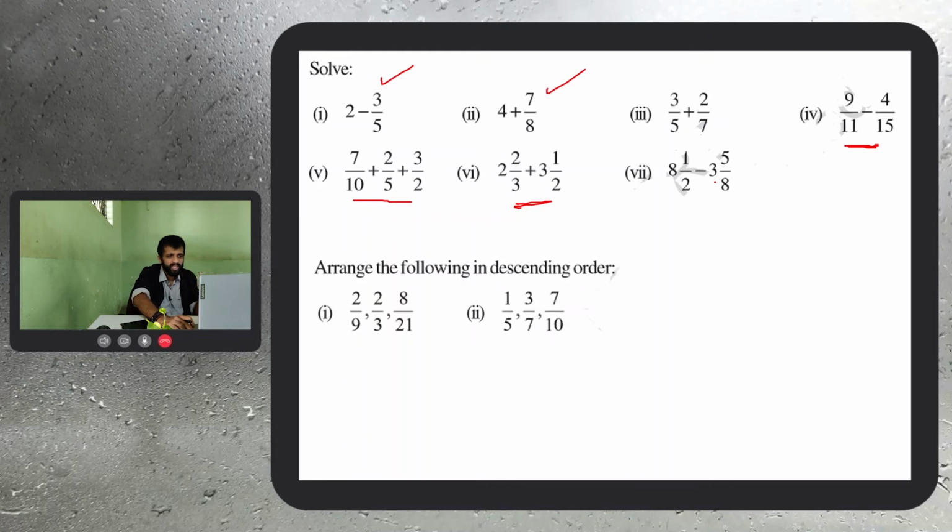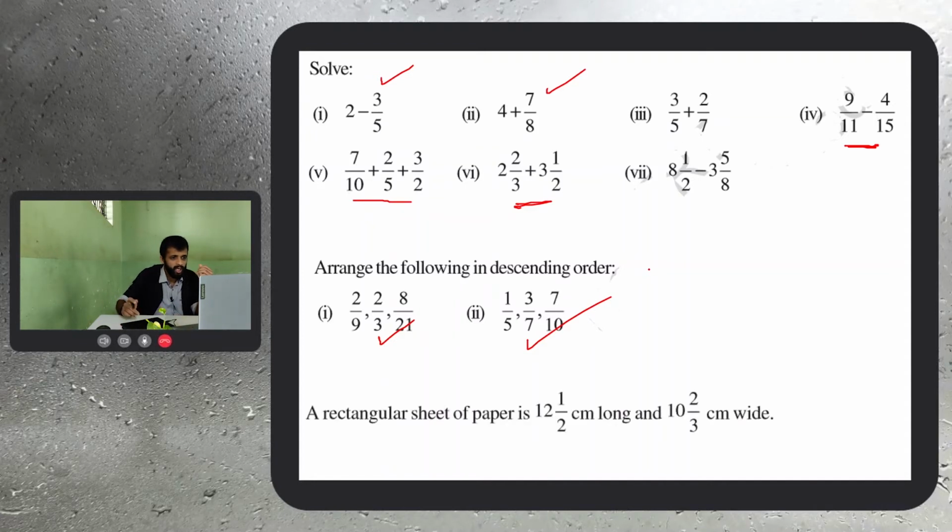Next one is arranging them in descending order. So you can try doing that. First one you can try in descending order. Second one you try in ascending order, just for practice. So when you are writing ascending order, the smaller number will come first and then we'll go higher. We ascend, we go up. When we descend, we go down.